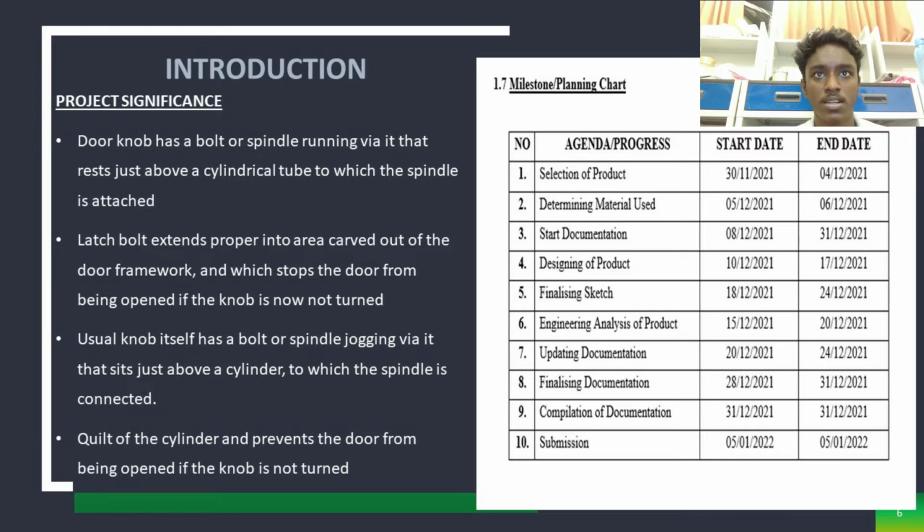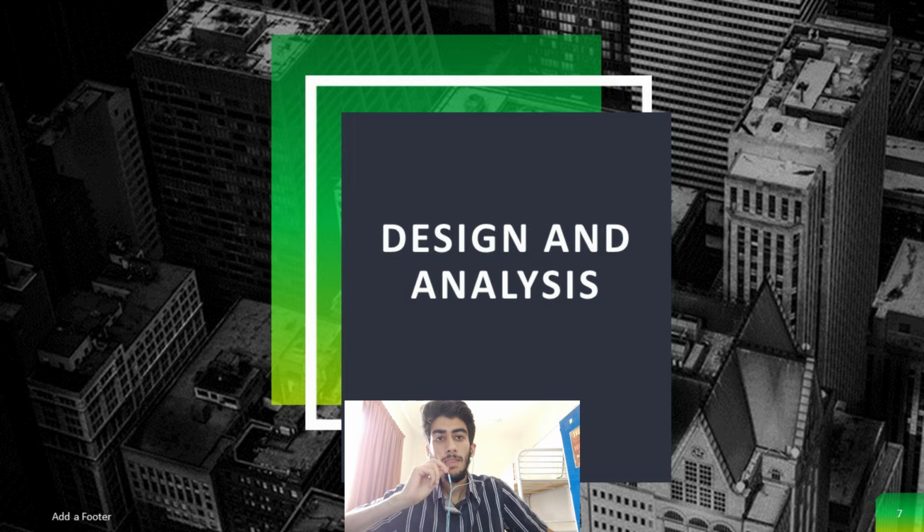The usual knob has a bolt or spindle running through it that sits just above a cylinder to which it is connected. Turning the knob pulls the cylinder, causing the part to turn. The quill of the cylinder is a latch that protrudes into a housing that is cut out of the door frame and prevents the door from being opened if the knob is not turned.